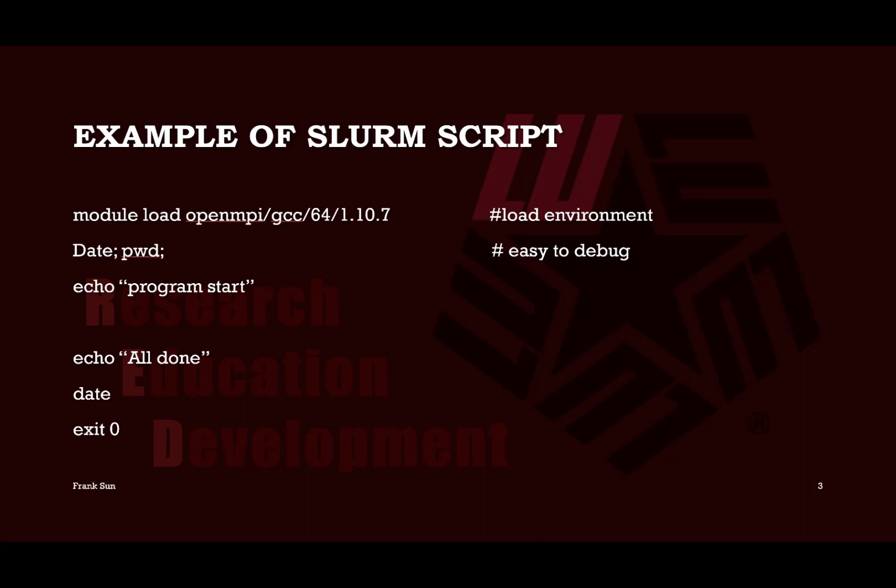After this line, you're going to write all your script commands to run MPI or whatever you need to run. Then after everything's done, you echo "all done" to tell your program finished. After that, I recommend you put a date command again. In that way, you know what time your script finished. Certainly, the last line is exit 0. That means your program exited successfully.